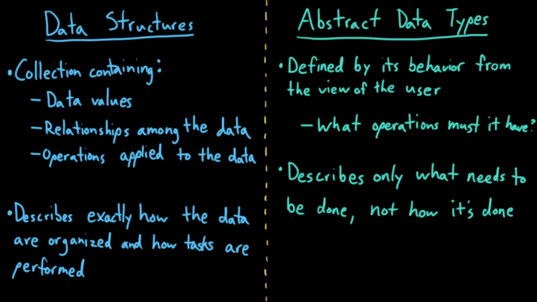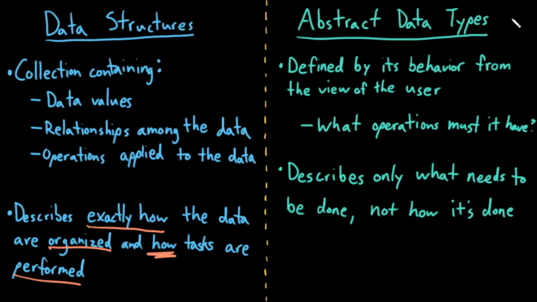When talking about data, we often hear the terms data structure and abstract data type. So let's actually talk about what the differences are between these two. Data structures are collections that contain data values, the relationships among the data, and the operations that are applied to the data. Importantly, a data structure describes exactly how the data are organized and exactly how the tasks are performed. So a data structure actually defines every single detail about anything related to the data.